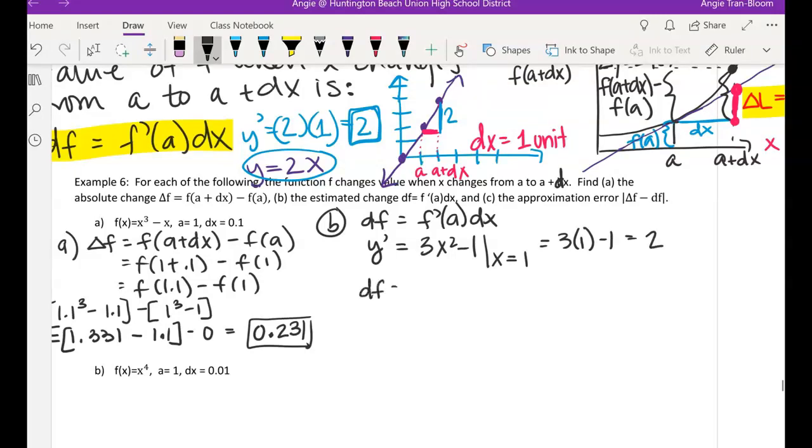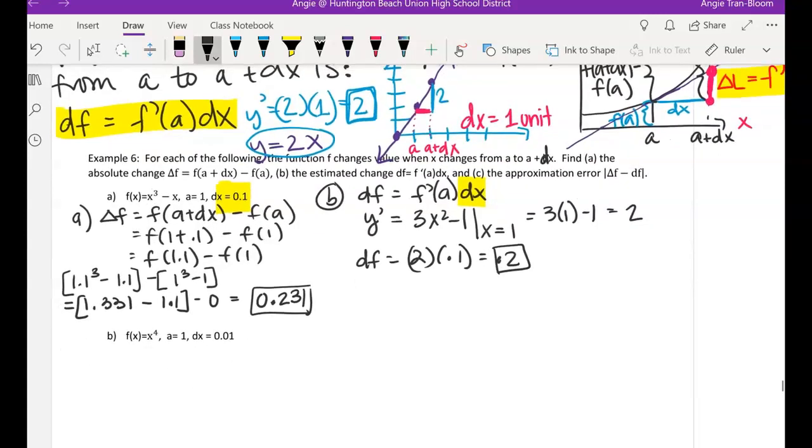So df is 2 times 0.1, which is dx. Remember, dx is given to you right here. So that will give me 0.2. So the approximated formula is 0.2, and the actual change is really 0.231. As you can see, it's a small gap. Okay, so that's what part C is asking.